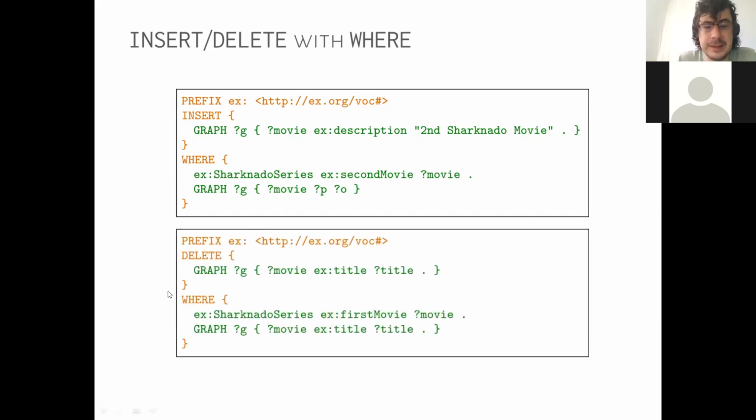We can do the same for DELETE. For example, in this case here, we're looking for the first movie of the Sharknado series, and then we're looking for the graph that gives the title of that movie. And then we're going to delete from that graph the title of the movie. So we're going to essentially remove all of the titles of the first movie of the Sharknado series from the respective named graph.